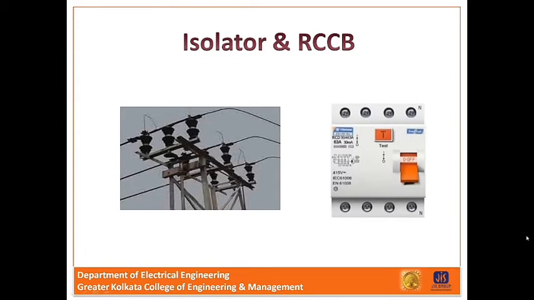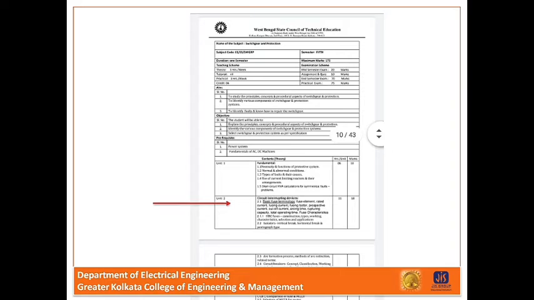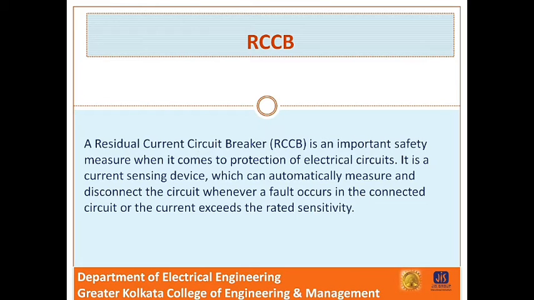In this video, I will discuss isolator and RCCB. These topics are included in Module 2 of the subject Switchgear and Protection. Subject code is EE/S5/SWGRP. Next is the RCCB.